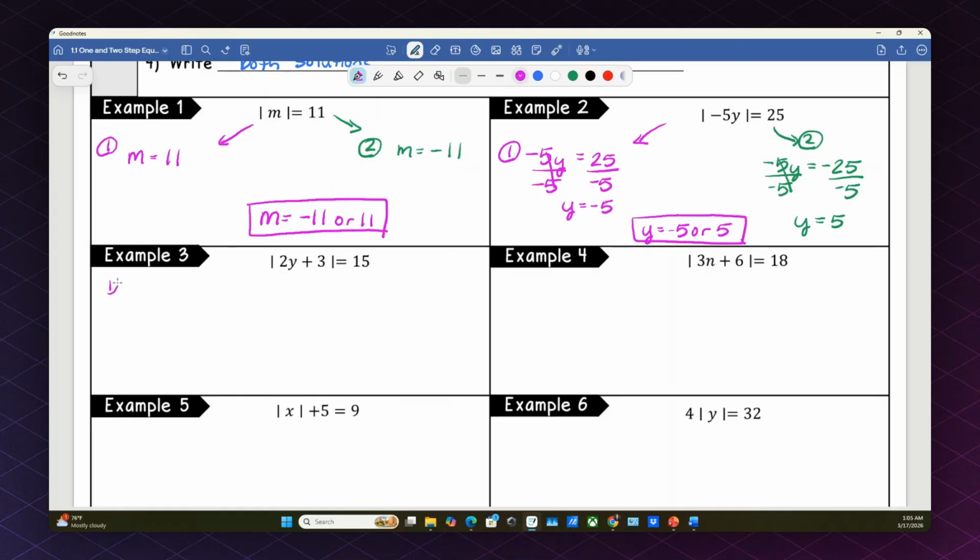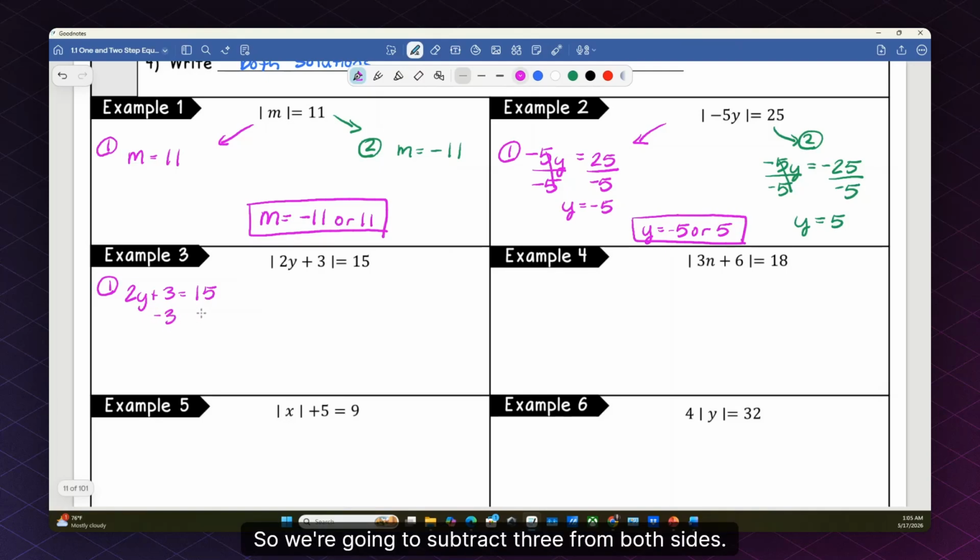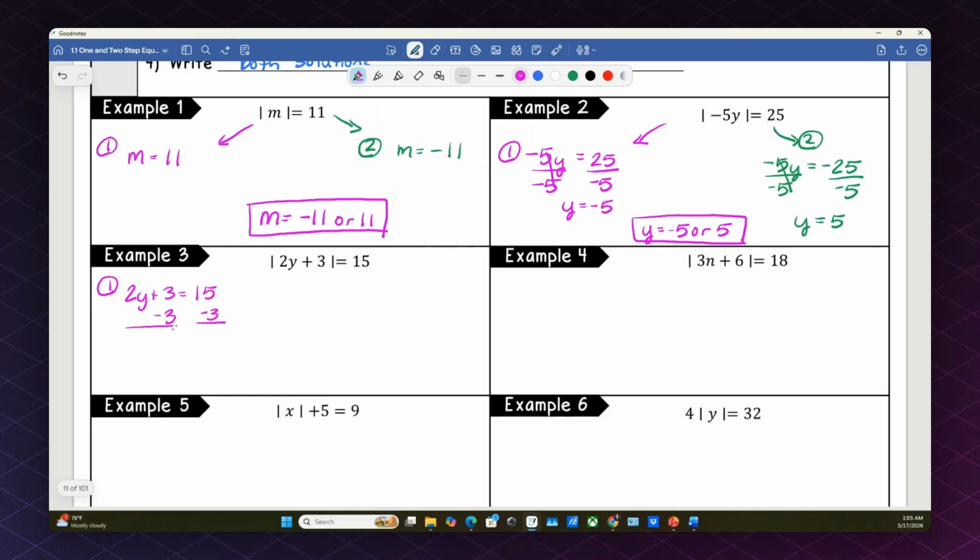So my first one, I'm going to do 2y plus 3 equals positive 15. This is a 2-step equation, so we're going to subtract 3 from both sides. This cancels. We get 2y equals 15 minus 3, which is 12. We're going to divide by 2, and we get y equals 6.